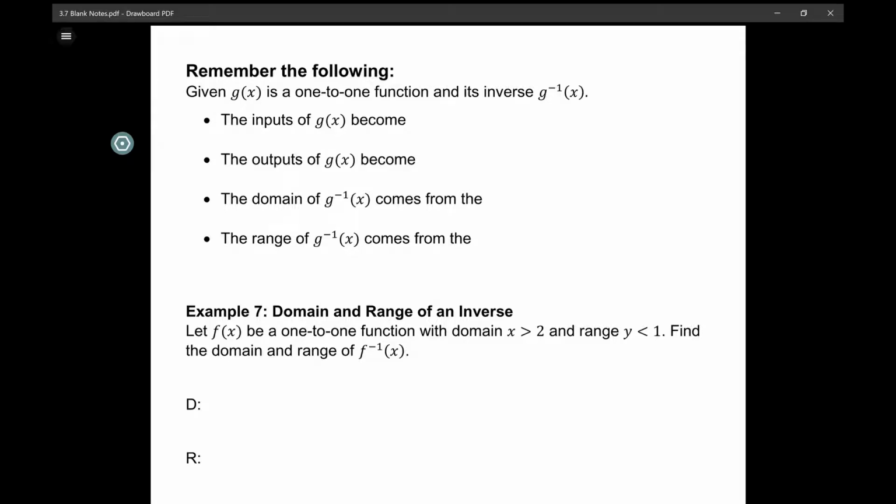All right, remember this is section 3.7. This is video number 2. And we are talking about inverse functions. So take a moment and I want you to fill in the blank.